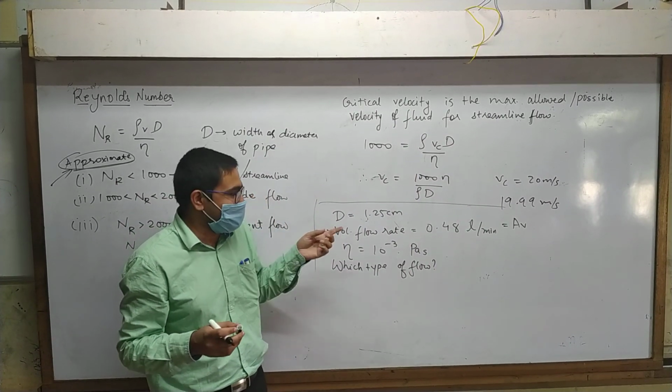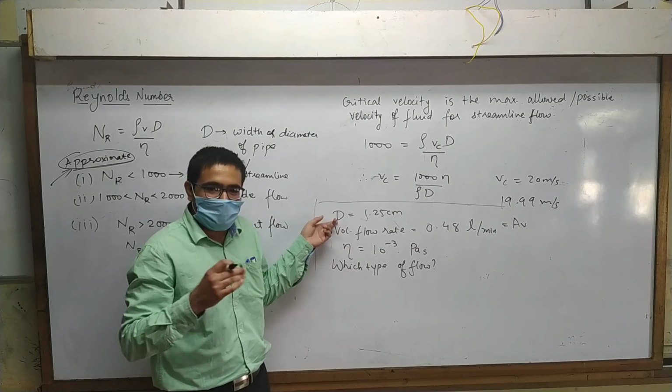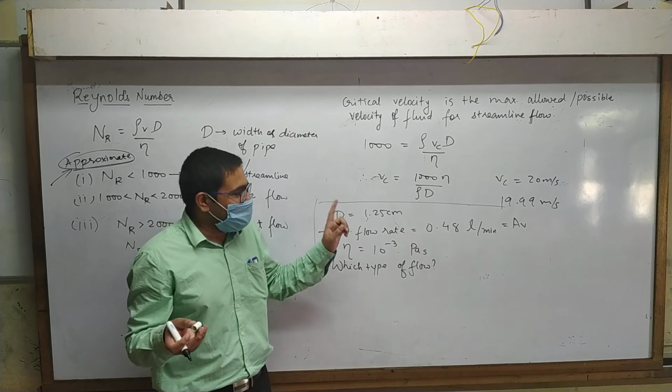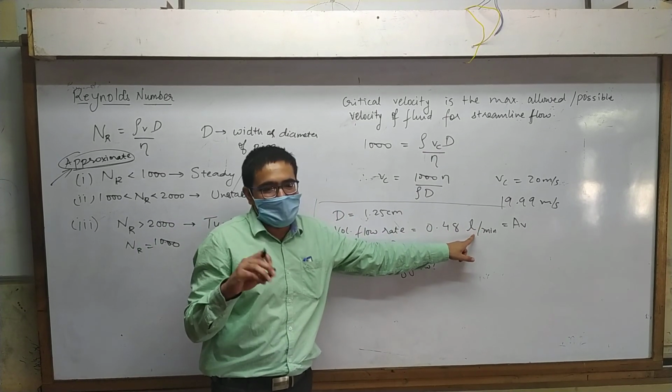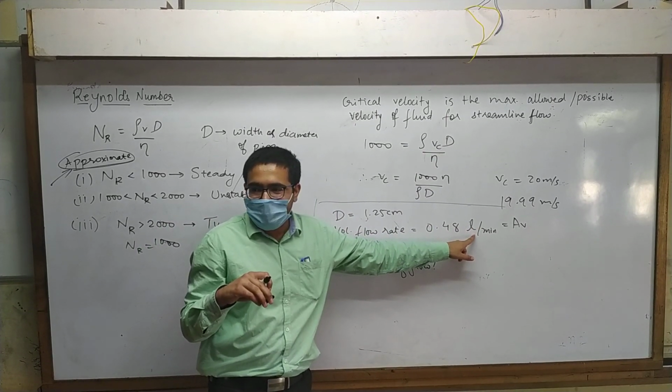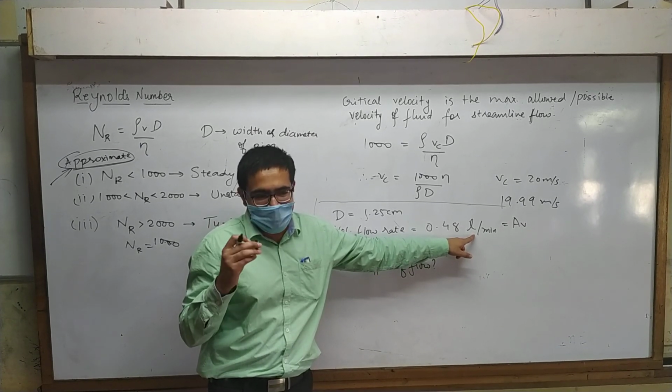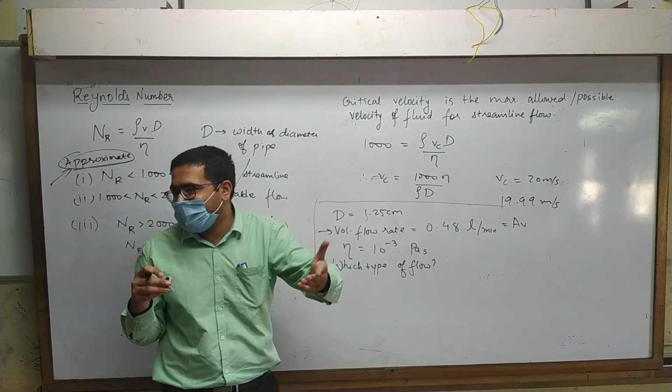Absolutely clear. How to find area? Diameter is given. From diameter you can find area. Correct? Sure. Is liter the SI unit? What is the SI unit of volume? Meter cube. So 1 liter you have to convert to meter cube.